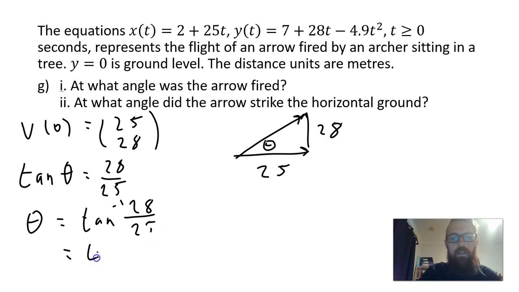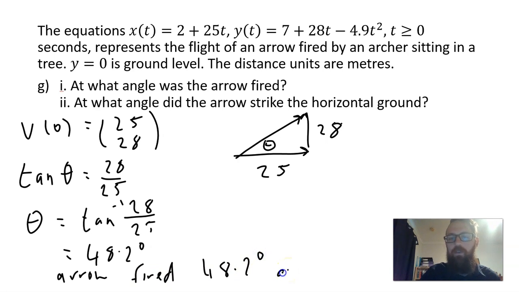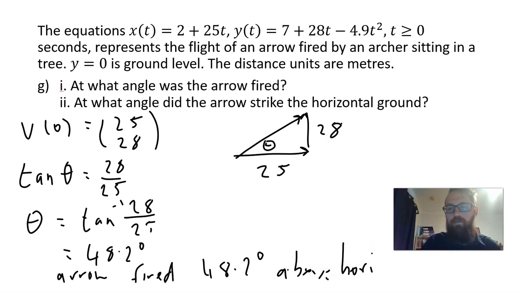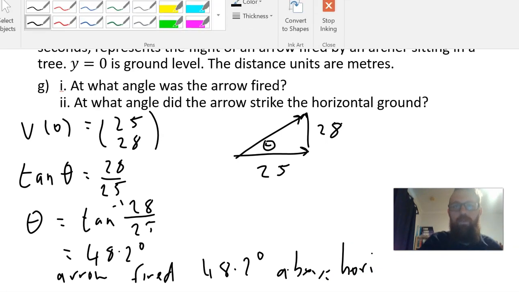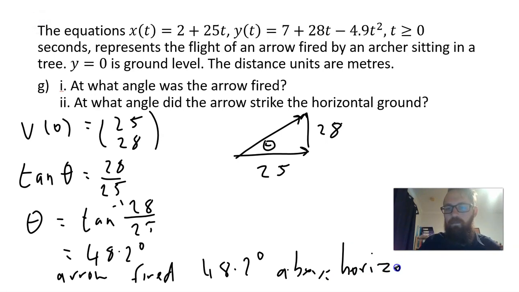We get 48.2 degrees. What you want to write is a little sentence saying something like: arrow fired 48.2 degrees. You can see it's going upwards, so we call that above horizontal. So there you have it.